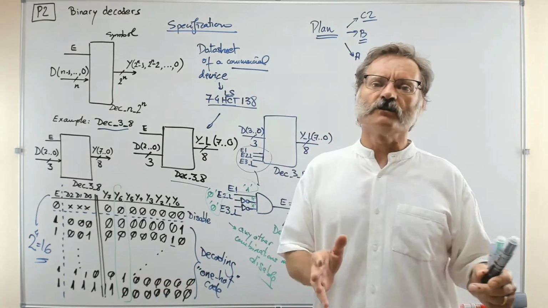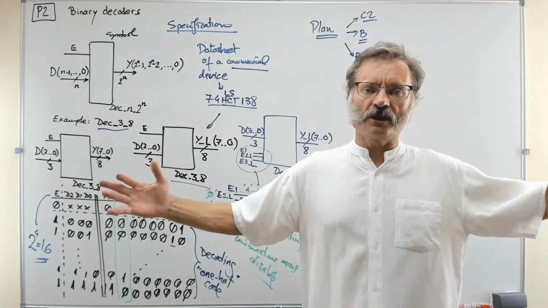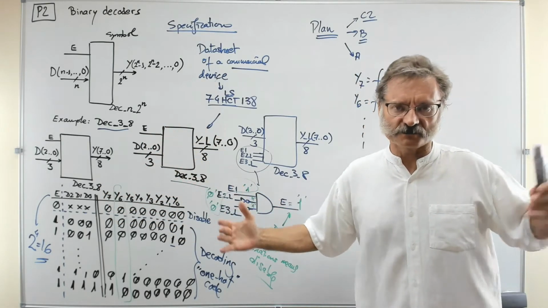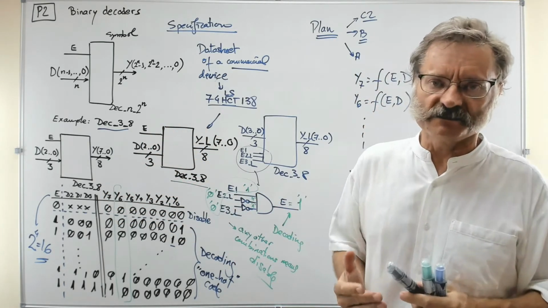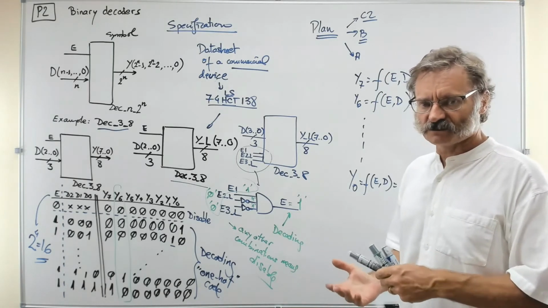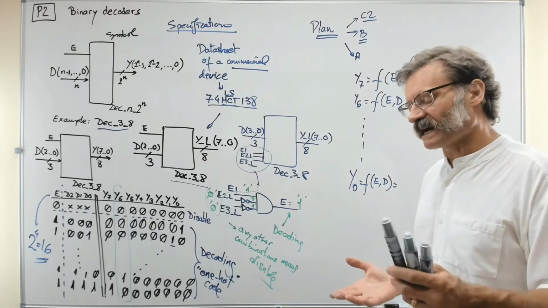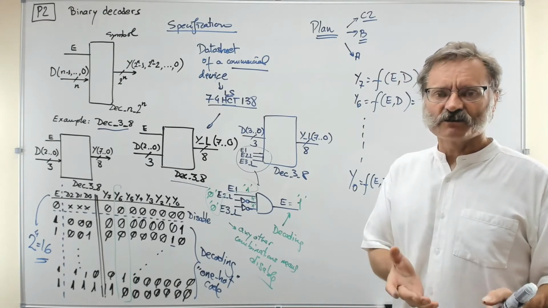So the sum of minterms is reduced to a single minterm, but you have a long product of maxterms, up to 15 different terms. This means that the equation using maxterms is going to be more difficult to represent, more impractical indeed, than the equation using minterms.